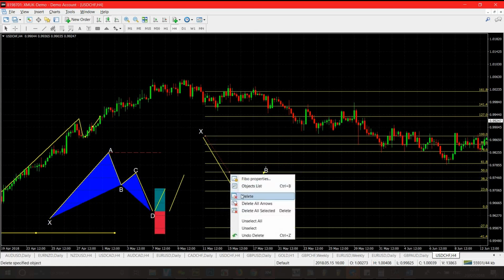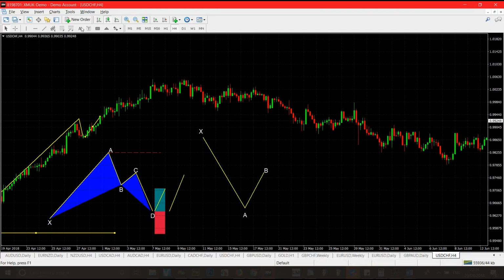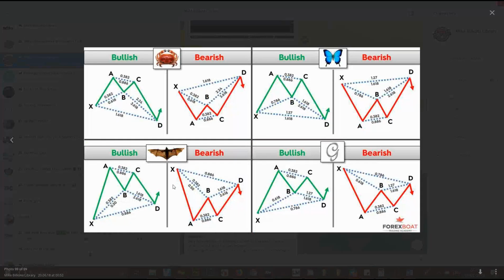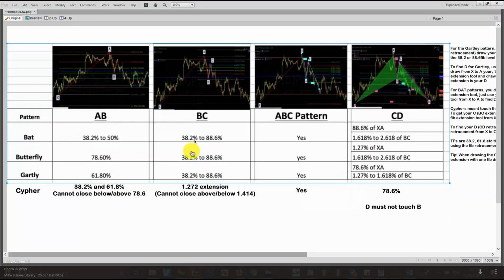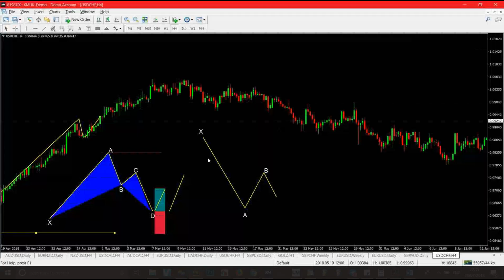What are we looking for now? Our C leg. And our C leg needs to be somewhere around here. It mustn't get to your A. Somewhere around here. And the rule says it can be 38.2 or 88.6. If you notice something very key here, every one of these patterns, butterfly, Gartley, and the bats, they all have the same BC retracement. So sometimes you don't really need to measure it. Yep, 38.2 to 88.6. Every one of them has that.